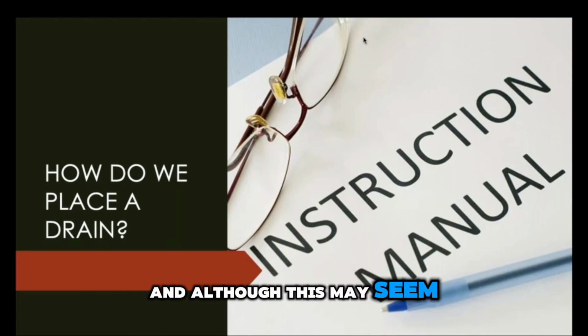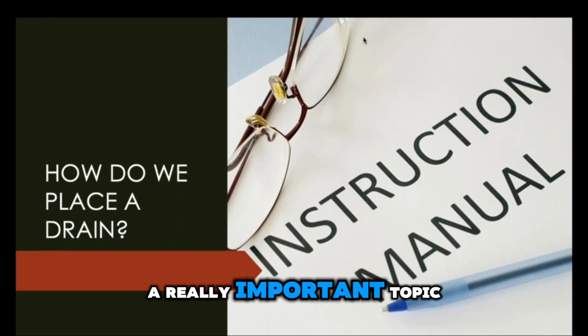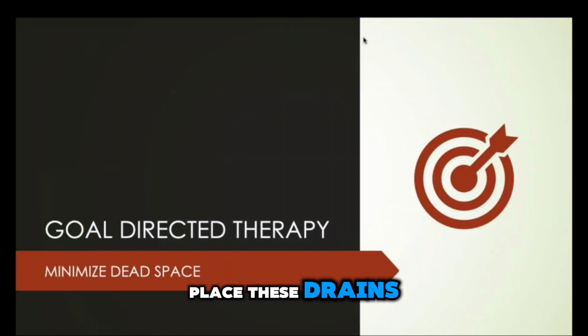And although this may seem elementary or simple, I think it's a really important topic, is how do we even place these drains? And if we have that first priority in our mind, what is our goal here? Our goal is to minimize dead space. And if we just have that as our single goal in mind, then I think we do a really good job of how do we place them, where do we place them?